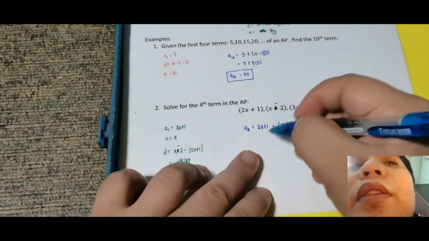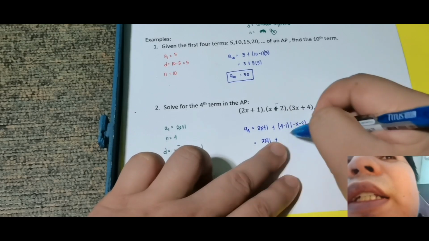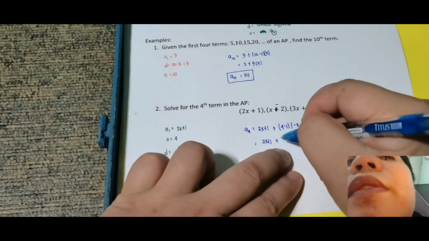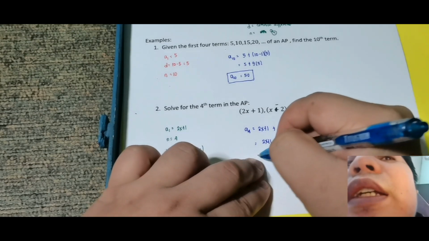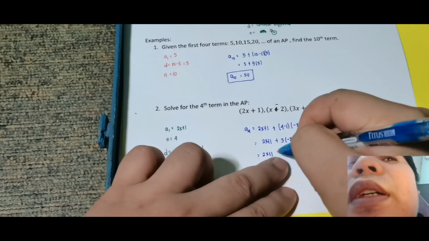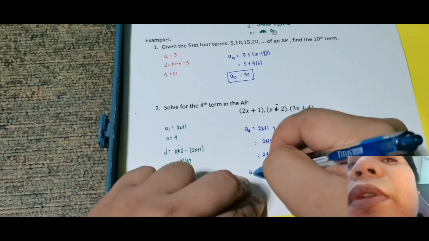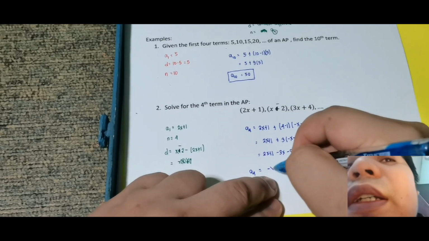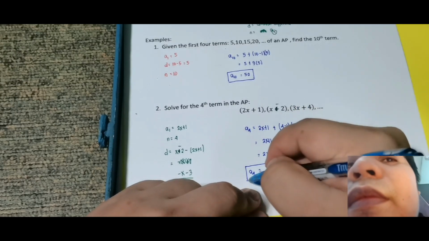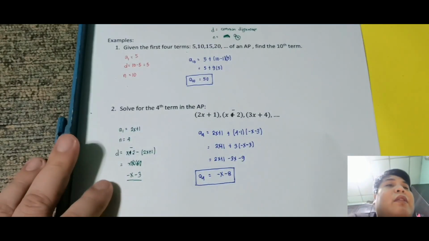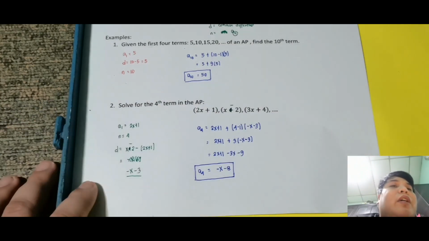Okay, then let's check. This is equal to 2x plus 1 plus 3 times negative x minus 3. So multiply that. So that is 2x plus 1 minus 3x minus 9. Therefore, a sub 4 is equal to negative x minus 8. Okay, so there is our fourth term of that arithmetic progression.